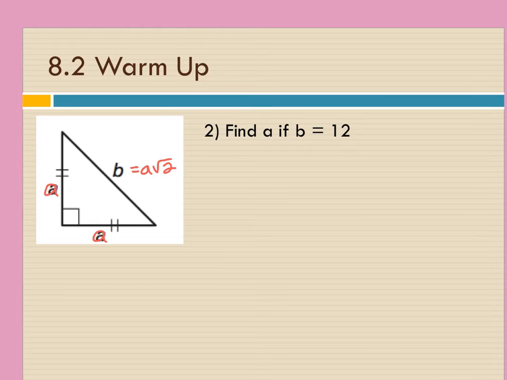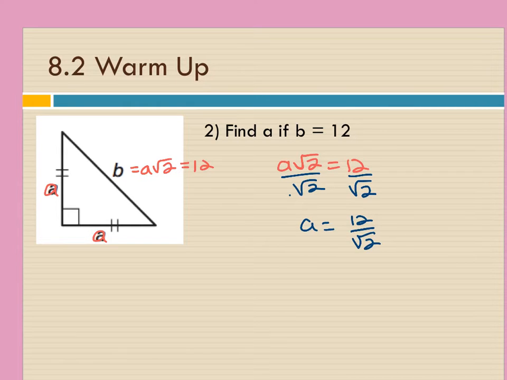This time they give me B is 12. So if A root 2 equals 12, how do I find A? Good. Divide both sides by the square root of 2. And I get A equals 12 over root 2. Can I leave it like that? No, I have to do what?